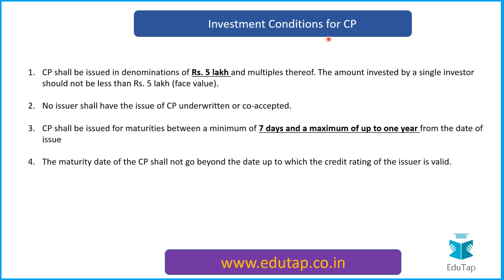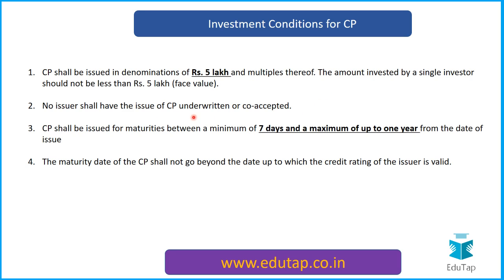And other investment conditions for investing in CP: first of all, CPs, that is commercial papers, are issued in denominations of 5 lakh and after that in multiples thereof. So if you want to buy a commercial paper worth rupees 8 lakh, you cannot do it, because the minimum denomination is 5 lakh and after that the multiples are multiples of 5 lakh, 5, 10, 15, right?